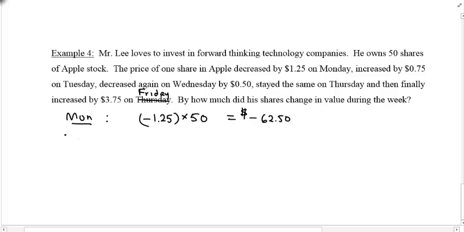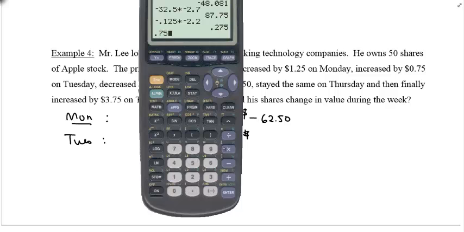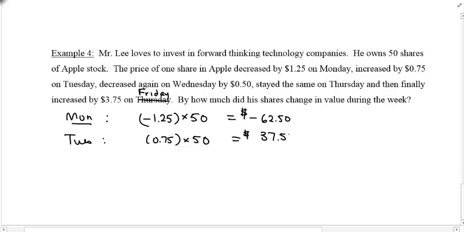But wait, on Tuesday, it bounced back. Not as much as I want it to be, but still not bad. 75 cents. So what's 75 cents times 50? This is a positive answer this time, right? And I'm going to just use my calculator. 37.5, or $37.50. So I got some of it back, but not enough.